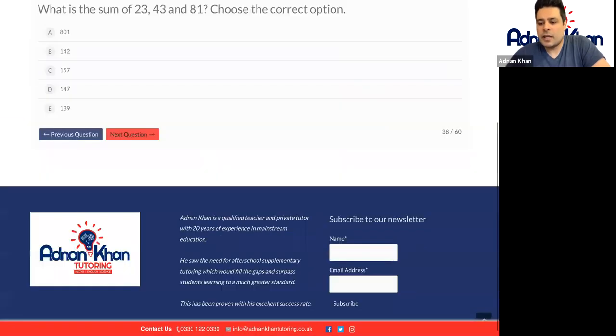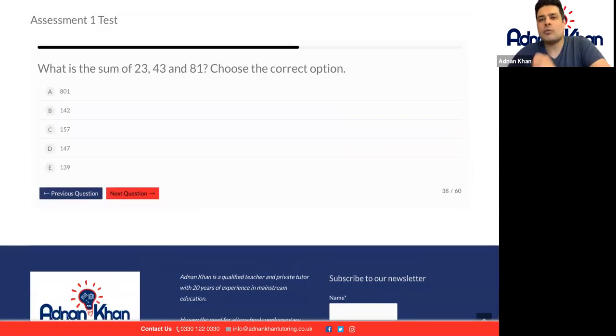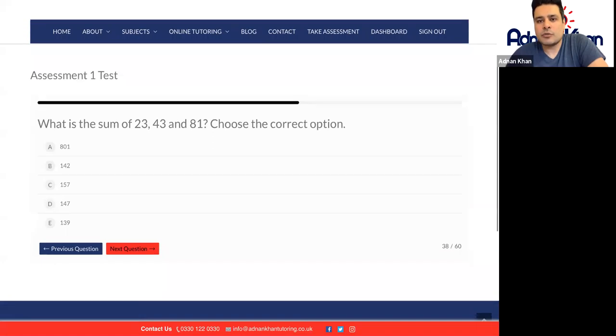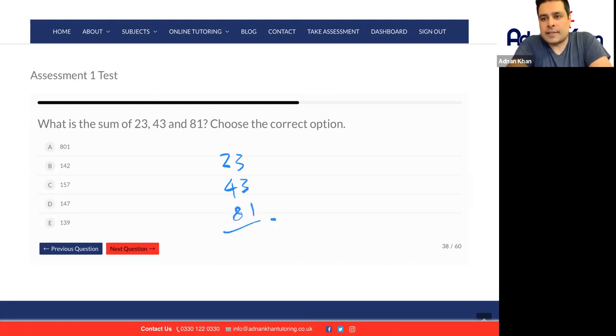Okay, that's great. Now we're on some more numerical maths reasoning questions. So let's do this together. For the first question, it's asking us, what is the sum of 23 add 43 add 81? So sum means add. So we do 23 add 43 add 81. That gives us 147. And the answer in this case is 147. So let's select 147 as the correct answer.